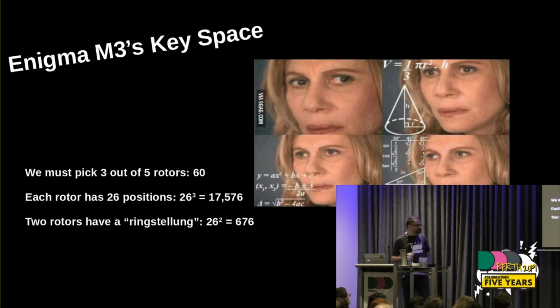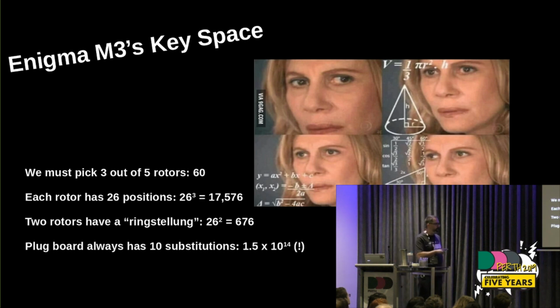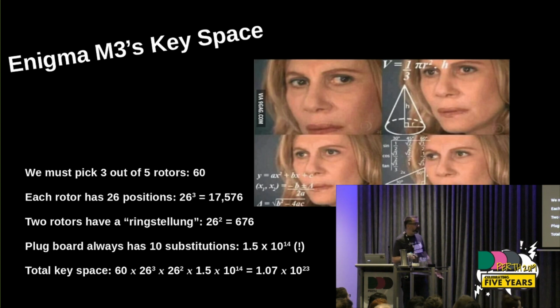But now it gets wild, because when we factor in the plug board, which always had 10 substitutions, we get a whopping 1.5 times 10 to the power of 14 permutations. So we have to multiply these together, and then we get the total key space of the M3, which is about 1.07 times 10 to the power 23, which equates to approximately 77 bits, which is pretty good for that time.